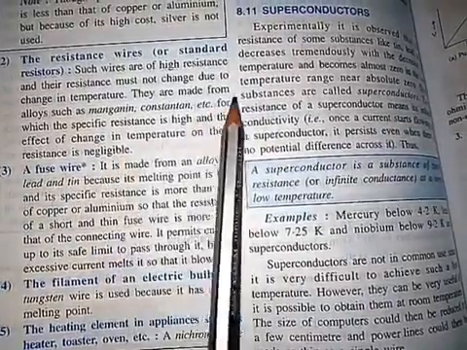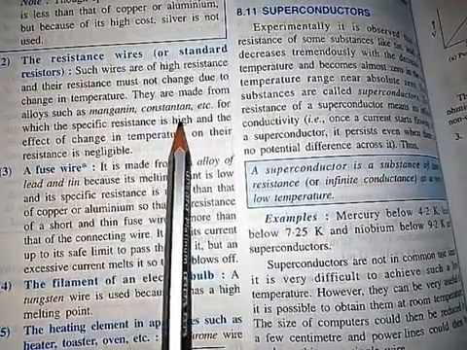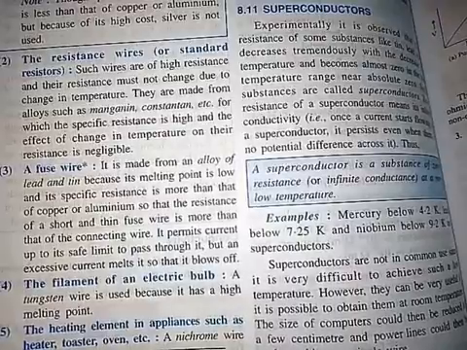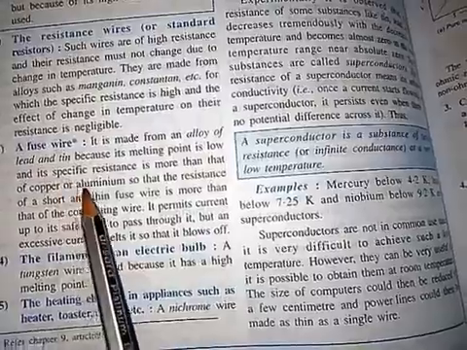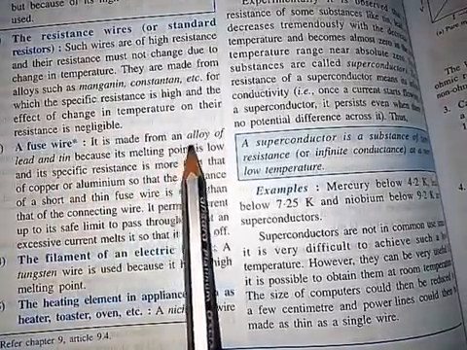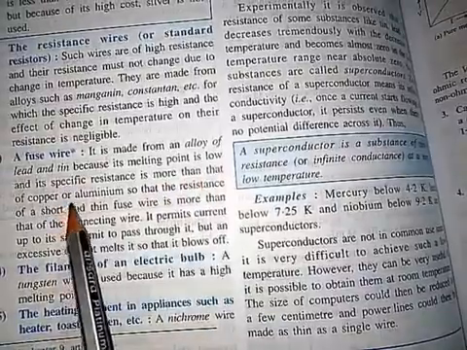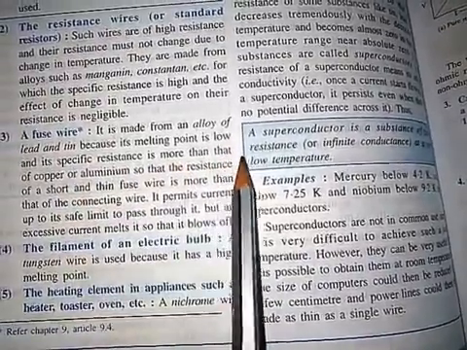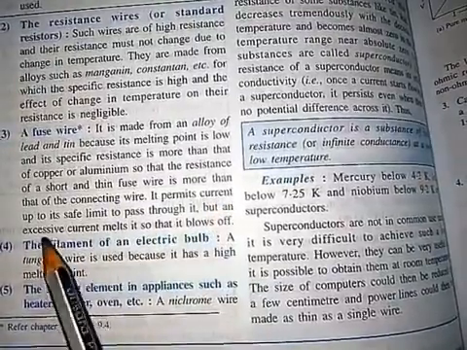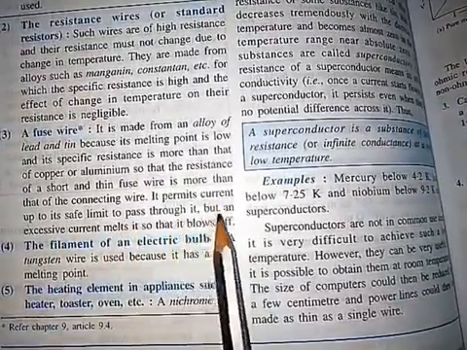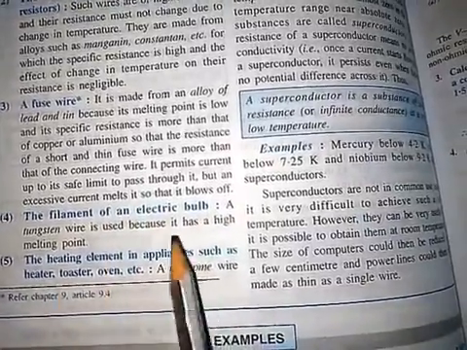The resistance wire or standard resistance: we use alloys like manganese and constantan because they have high resistance and their resistance does not change with the change in temperature. A fuse wire: for a fuse wire, we use an alloy made of lead and tin, since its melting point is low and its specific resistance is very high in comparison to copper and aluminium. So it permits current up to its safe limit to pass through it, but an excessive current melts it so that it blows off.